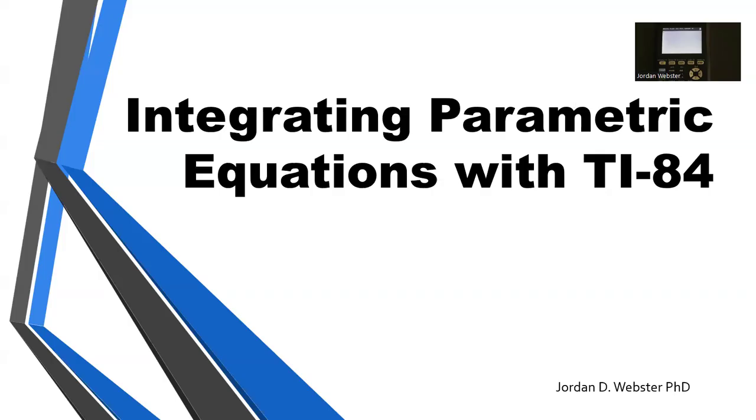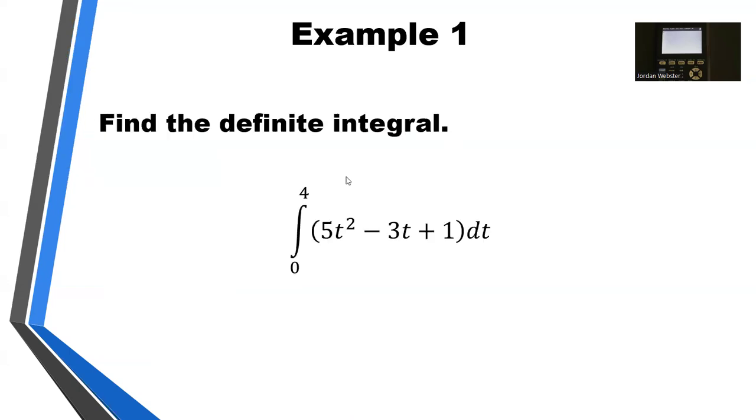All right, in this video, we're going to look at how to integrate some parametric equations using the TI-84. Let's jump right into it. So let's say I have some equation in parametric that I want to find the definite integral of. Let's say I want to integrate from 0 to 4, 5t squared minus 3t plus 1 with respect to t. Now, there's a couple of ways to do this, and I will show you both of those.